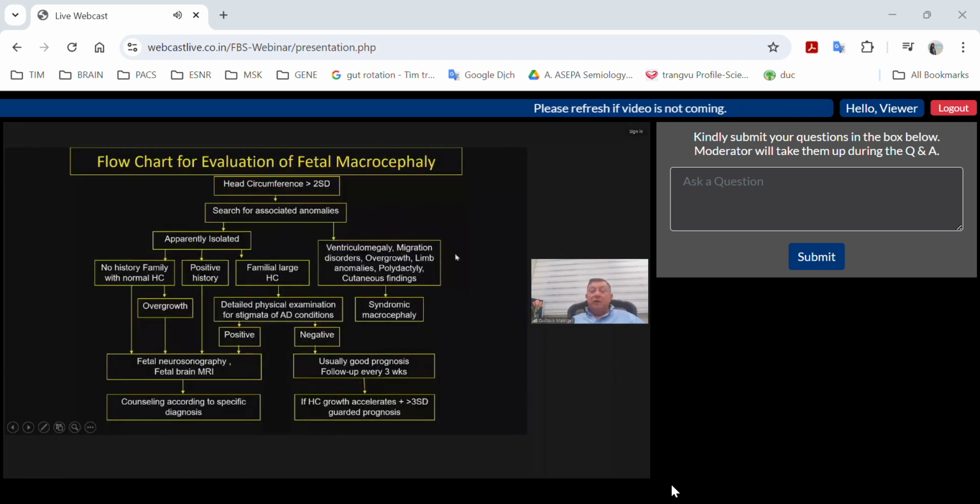Now, in the next generation sequencing era, we need to add to our protocol the performance of exomic sequencing. Now, when to perform exomic sequencing?